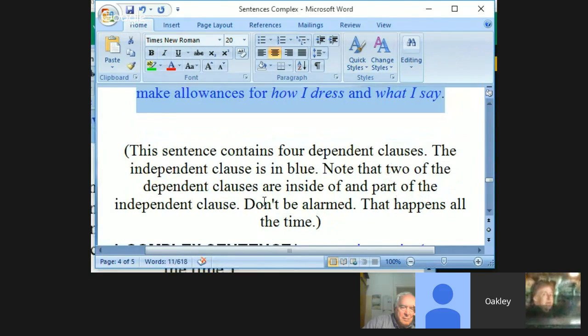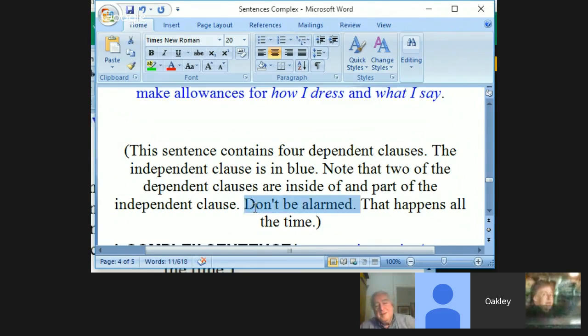Crazy. It's like if you had a mutant puppy dog living in your chest. It's a puppy dog, but it's also part of you. Do not be alarmed. It's very tricky, teacher. Very tricky, yes. Do not be alarmed. This happens all the time.